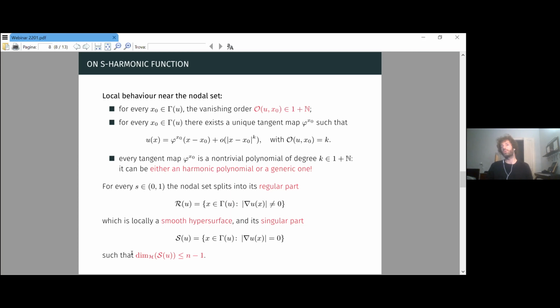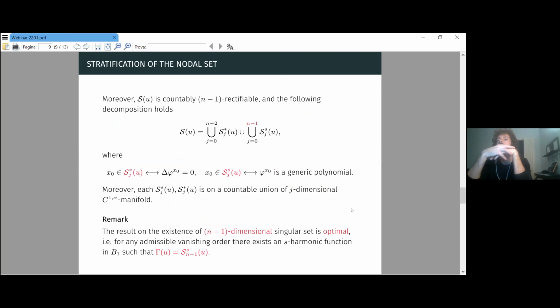So actually you can prove that the singular set can be as big as the regular part. And this is something completely new in this kind of example. So since we arrived at this problem, we decided to understand better where this n minus one comes from. So we decided to understand the structure of the singular set.